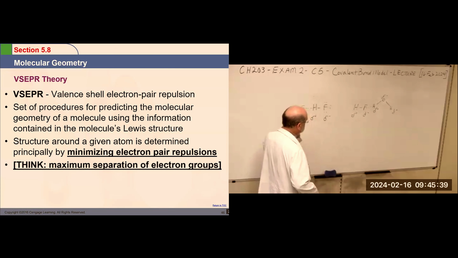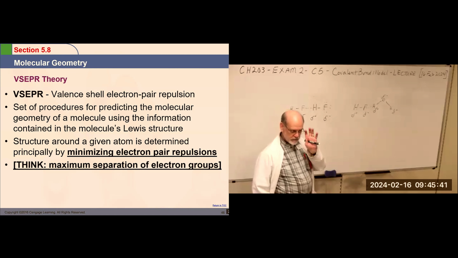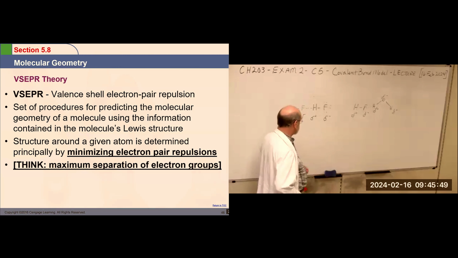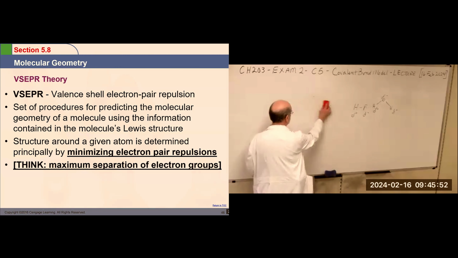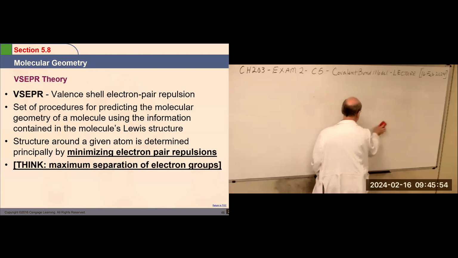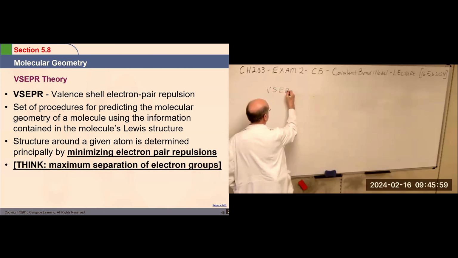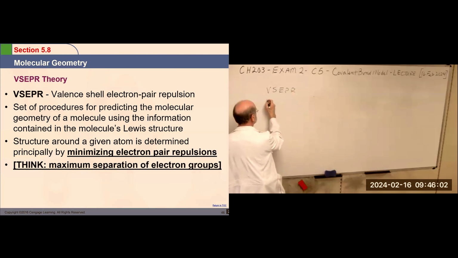All right, the way we're going to determine structure of groups of covalently bound atoms is by this theory. It's actually a model, VSEPR. This means valence shell electron pair repulsion.